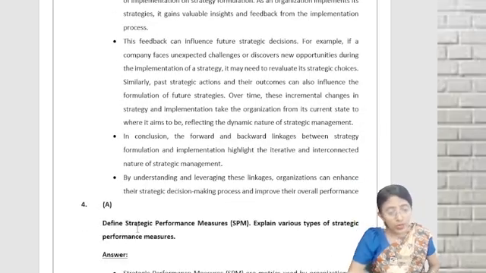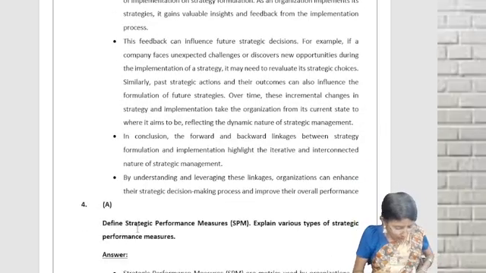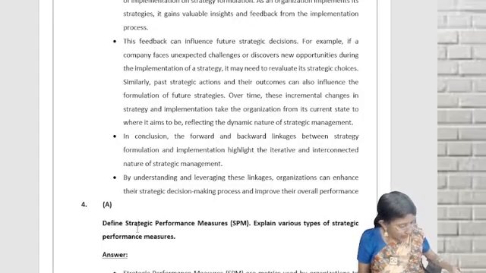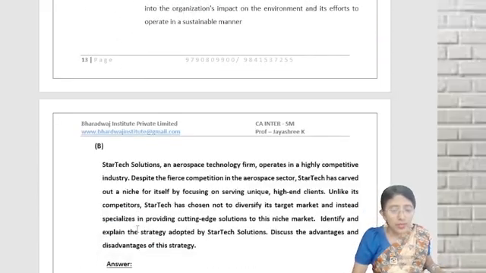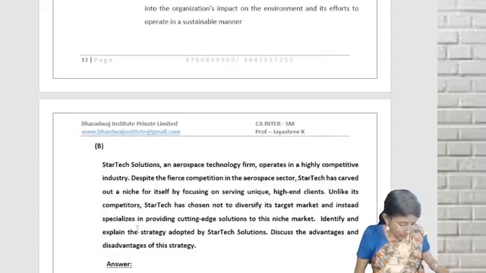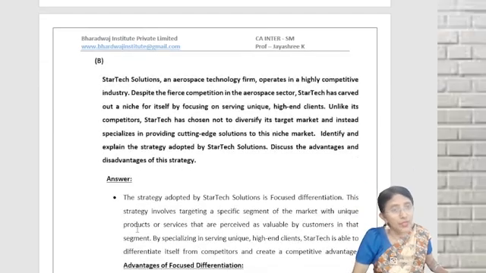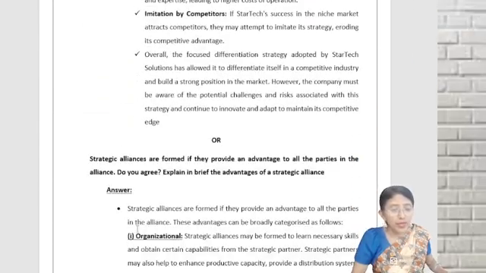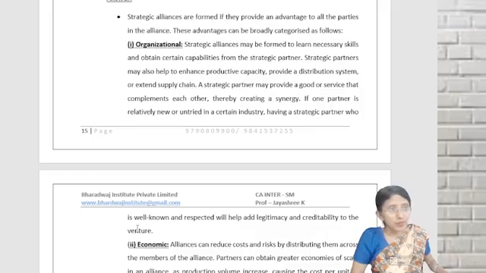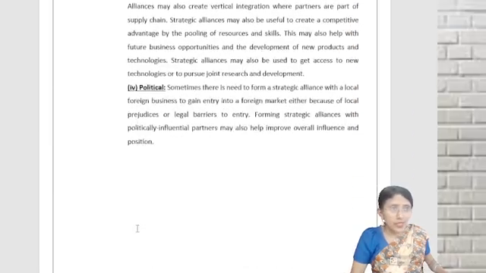Now, this performance measures we are yet to do, and you can see it from the last chapter. Performance measures we haven't done. That is a question here you have. And strategic alliance, that question we have already seen. An example of the advantages and disadvantages of a strategy is also asked. My dear students, are you clear about it? Strategy and strategic alliance, right?